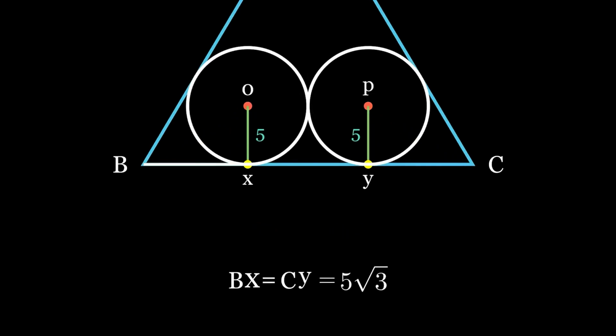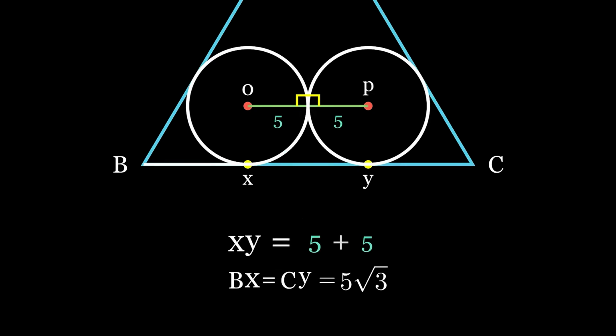We now introduce a line tangent to both circles. At the point of tangency, the radius from center O is perpendicular to this tangent. In the same way, the radius from center P is perpendicular to this tangent at the point of tangency. Since both radii are perpendicular to the same line, they are parallel. This means that the distance XY is simply the sum of the 2 radii. XY is equal to 5 plus 5, which is equal to 10.